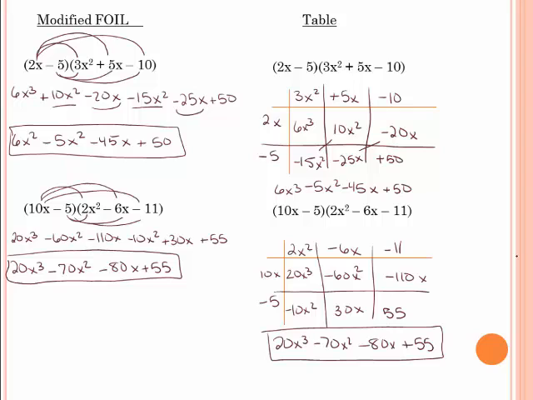Okay, so no matter which method you tried, you should have gotten 20x to the third minus 70x squared minus 80x plus 55. Double check and make sure all your multiplication is correct if you did not get that answer, and then make sure you added correctly. Those are usually the two areas where mistakes are made.